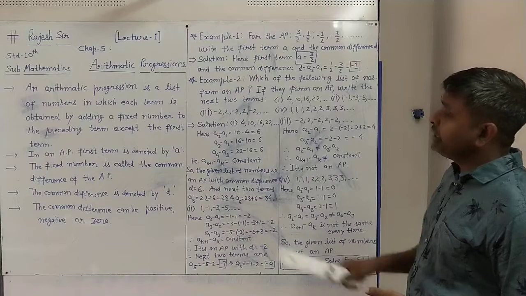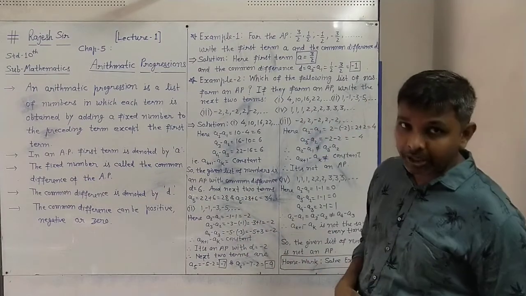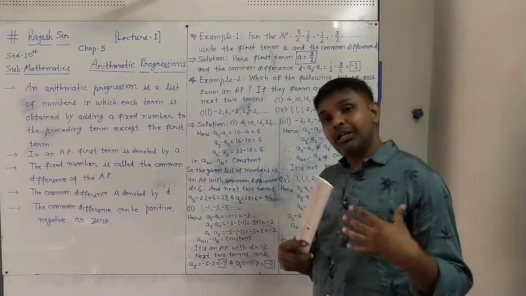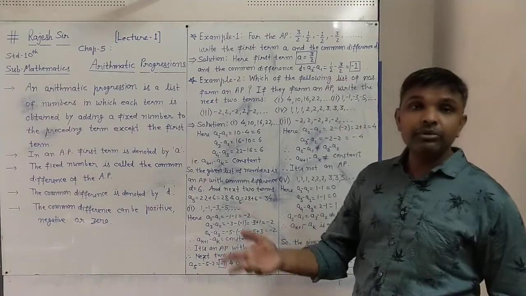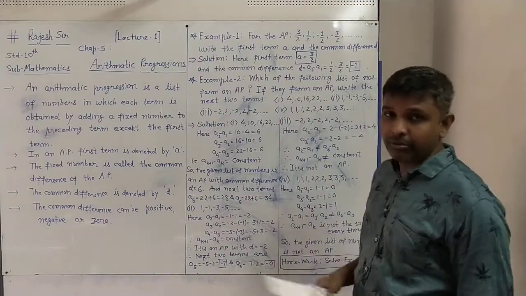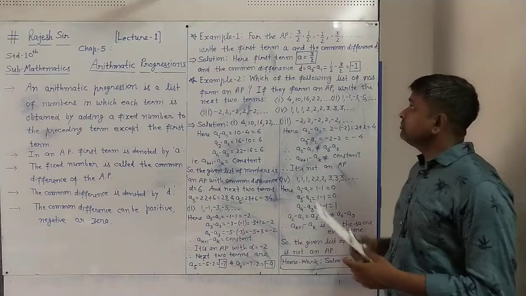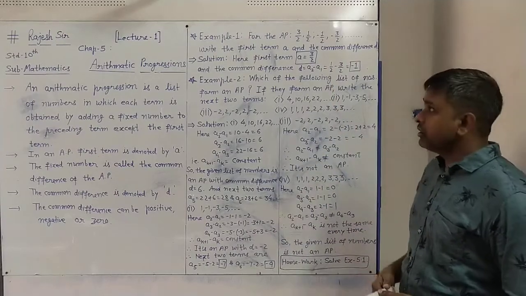So we have seen the definition, we have seen what the first term is, what the common difference is, and how by the common difference we can get the next terms if they are asked in an AP, and how to check whether the given list of numbers is an AP or not. This type of examples we have seen.